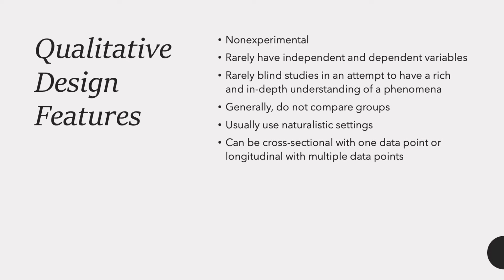It usually occurs in a naturalistic setting. And again, this is one of the reasons so many nurses like qualitative research, because the care we provide happens in that naturalistic setting. It's not the controlled environment of a lab. It can be cross-sectional, meaning we have one data point, or it can be longitudinal with multiple data points.